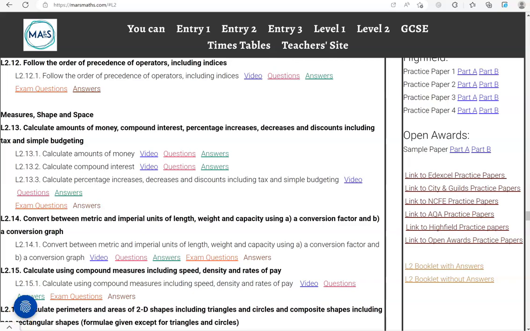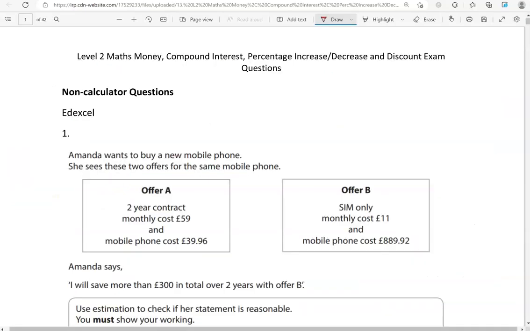In this video, we'll go through exam questions that cover the criteria, calculate amounts of money, compound interest, percentage increases, decreases and discounts, including tax and simple budgeting. You can locate the questions on the mathsmaths.com website under Level 2. The questions come from different exam boards. We'll start with the non-calculated questions and then we'll move to the calculated questions.